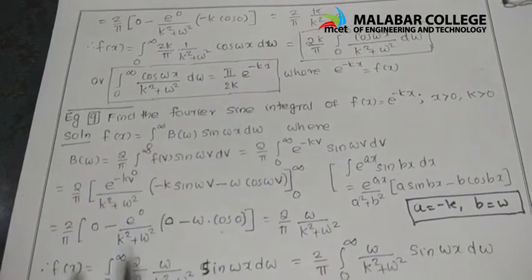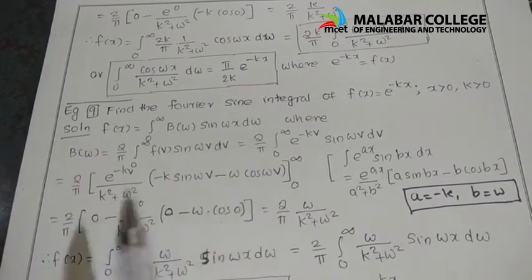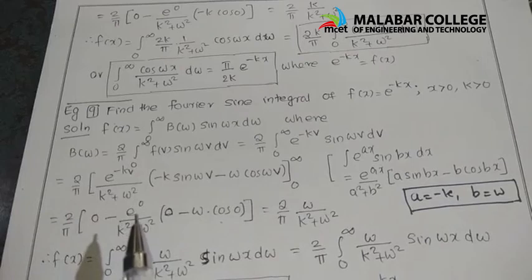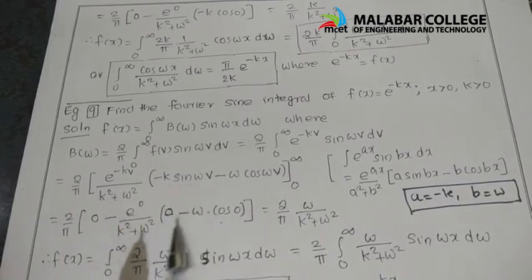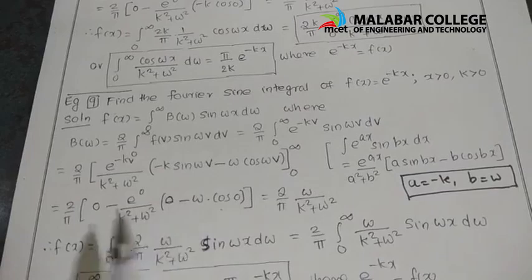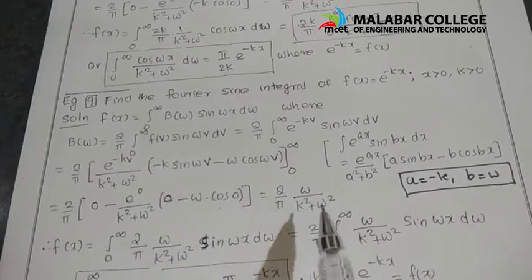As before, we have to apply the limits here also. Substituting infinity, e raised to minus infinity is 0, so the whole term will be 0. Substituting 0, e raised to 0 is 1, by k square plus omega square, and sin 0 is 0, so 0 minus omega cos 0, and minus of minus is positive. The remaining is cos 0 is 1, e raised to 0 is 1, so 2 by pi into omega by k square plus omega square.